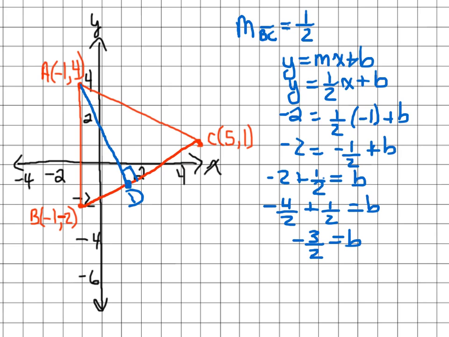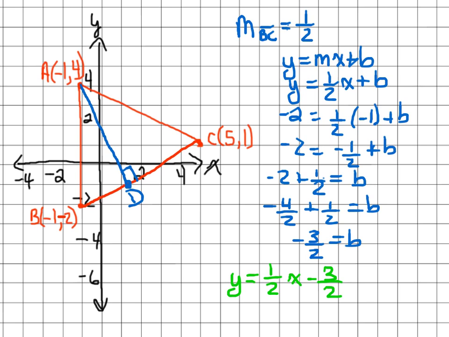So the equation of BC is y equals 1/2 x minus 3/2. And if I look at my graph, that makes sense. This line here isn't perfect, and so that would make sense. It's in that approximate area. So I now have my two equations. I have my equation of BC. I have my equation of my altitude.